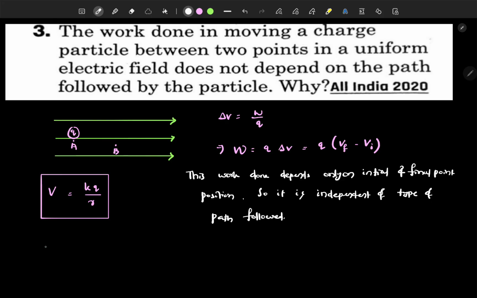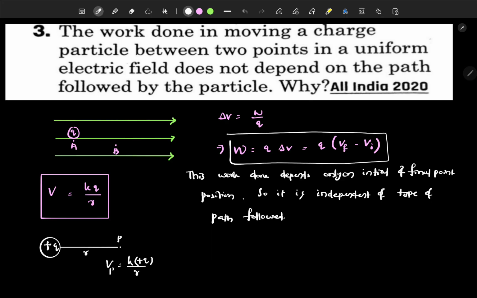Okay, let's think about the diagram. V equal to KQ by R, where let this be your source charge Q, and at a distance R from the source charge a point P is there. So what is the potential at point P? Potential at point P is K into source charge divided by R. R means it is the position of the point P with respect to the source charge. So in this formula, W is equal to Q into V final minus V initial. This potential does not depend on the path; the work done depends only on the initial and final point position. So it is independent of the type of path followed. I hope it is clear to all of you.